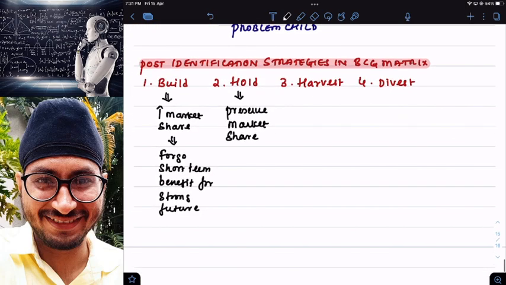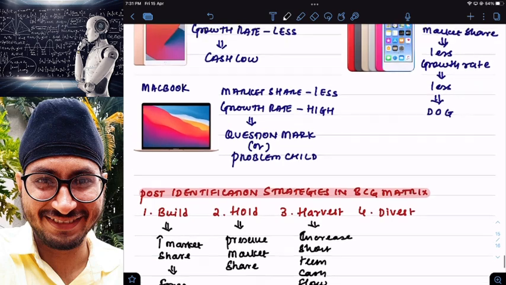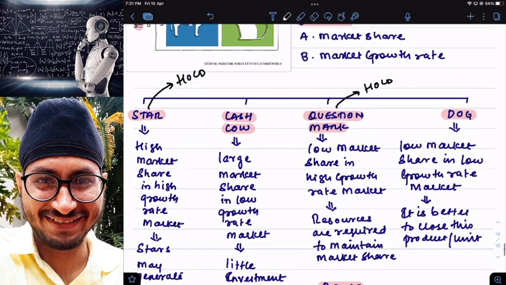Then we have harvest. Harvest means increase short term benefits, short term cash flows. It means I know that there is no future for this industry. That is why I will try to earn as much money as possible now only. That is called what? Cash cow. Harvest.